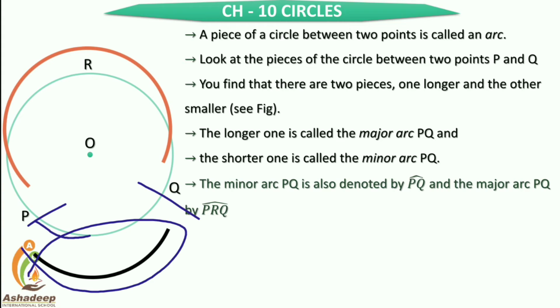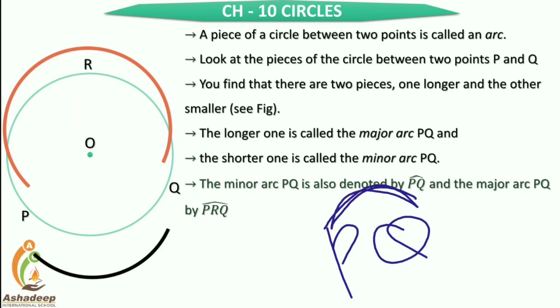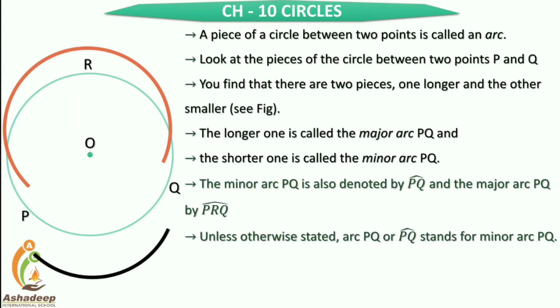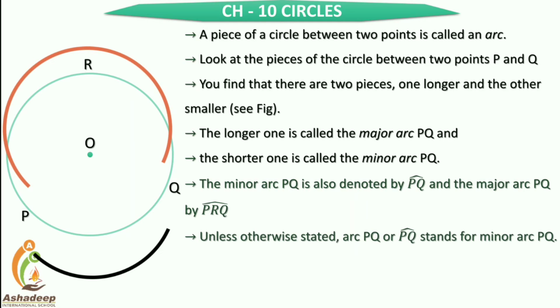So just don't worry about these symbols. The symbol is written in that way, showing the curvature. In some places it cannot be seen properly, but it is just an arc. Unless otherwise stated, arc PQ stands for the minor arc. If there is nothing mentioned, then it is by default the minor arc.